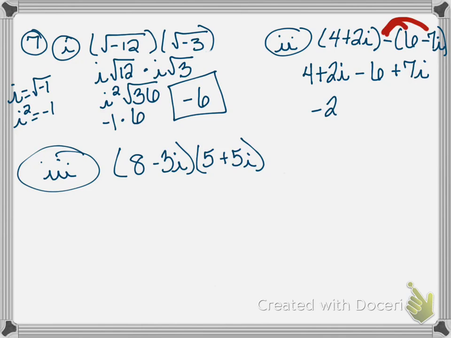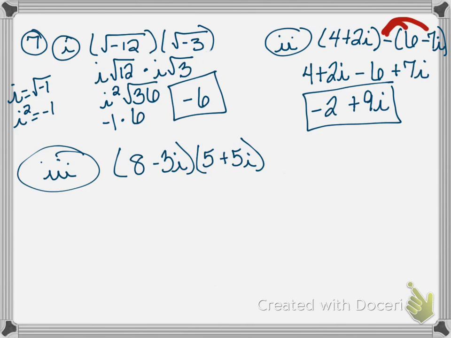2i plus 7i gives me 9i. And so this is the answer to 4 plus 2i minus 6 minus 7i. The mistake that students typically make with this right here is they want to FOIL that. And they don't FOIL that. That's subtraction. FOIL looks like our part 3 when the two binomials are right beside each other. So we're going to FOIL this.